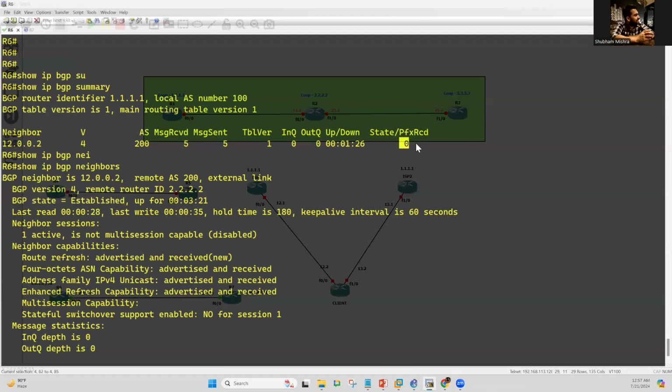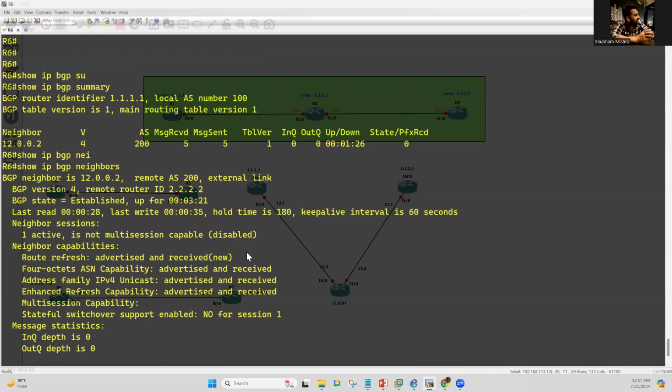Now see here, prefix. Prefix is 0. It means right now I do not advertise anything in BGP. So that's the reason prefix is 0. It means we are running this command on R6. R6 does not receive any prefix from its neighbor 12.2, because on R7 I do not advertise anything in BGP. So if I do not advertise anything in BGP, then how will R6 get any prefix information? Getting my point? So that's the reason prefix is 0.